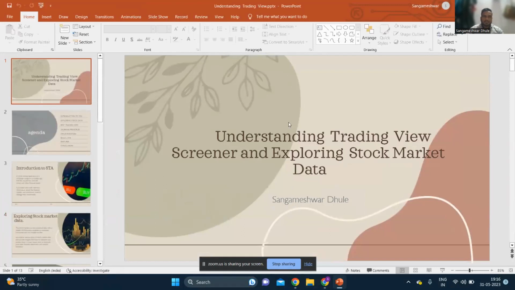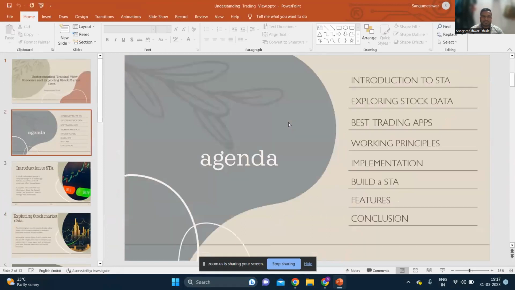Okay, so the task allocated was understanding TradingView screener and exploring stock market data. Good evening, everyone. I am Sangameshwar Dhule, going to present the Task 6 presentation. The agenda for today's presentation is the intro to STA and how we can explore stock data, followed by the best trading apps, then its working principles, then implementation, then how we can build the STA, and its features before the conclusion.